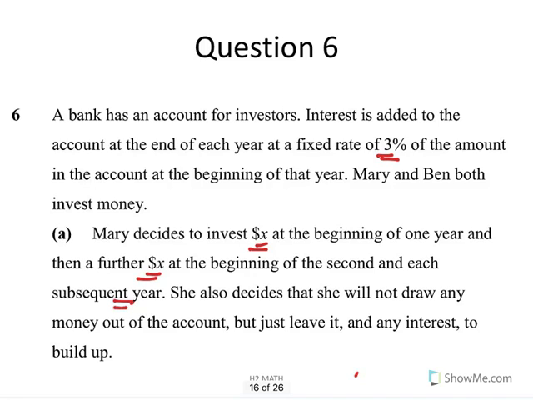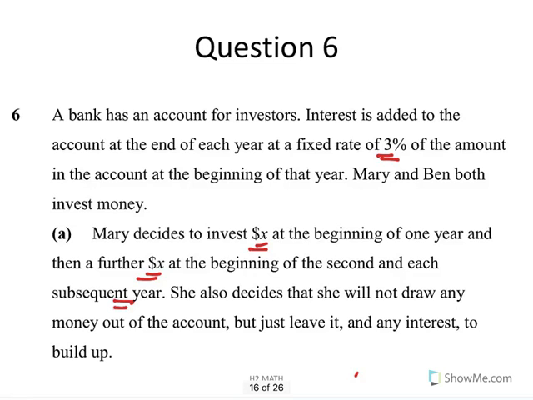That means at the start of every year, I invest X dollars. I also decided I'm not going to draw any money. I'm just going to leave it to build up. And remember, at the start of the year, there's something going on, and at the end of the year, there's something going on. At the start of the year, I'm doing the investment. At the end of the year, I'm adding the interest.